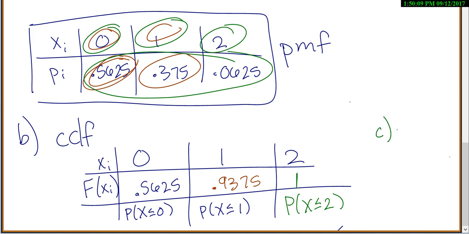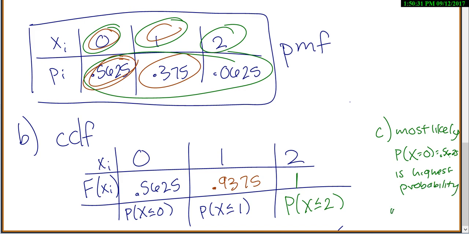And for C, the most likely value, look at the individual probabilities. Which one has the highest probability? The probability that x equals 0, 0.5625, is the highest probability. So you are most likely to get 0 hearts. Now you need to do the exact same thing, but without replacement.